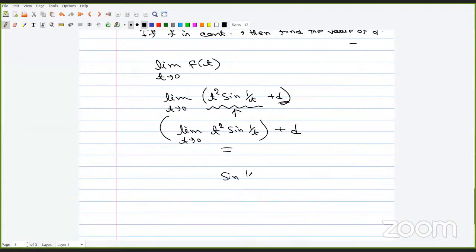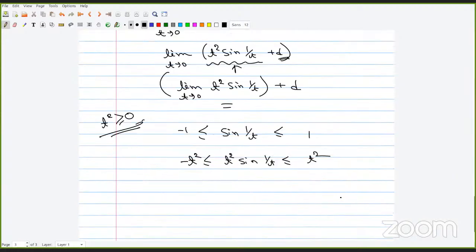Now any sine function is bounded between -1 and 1, right? Now there is t square sine 1 by t. Now t square is always positive, right? So if I multiply with t square, the inequality will not change. I can write this, and now the function in the middle is bounded by t square and minus t square.